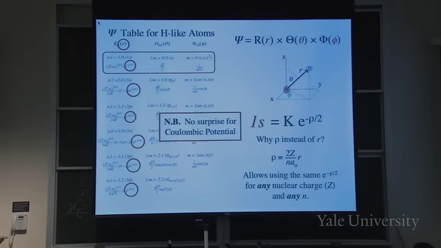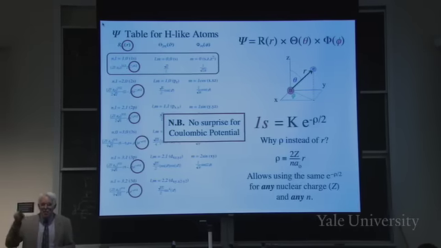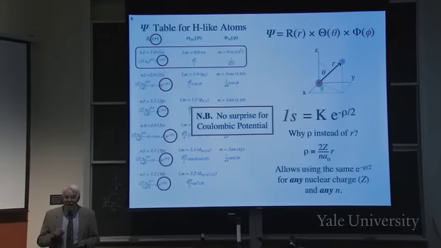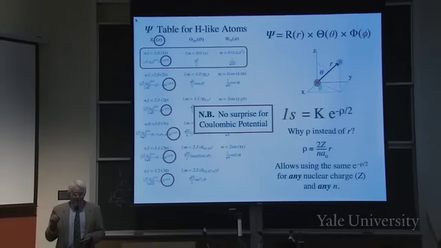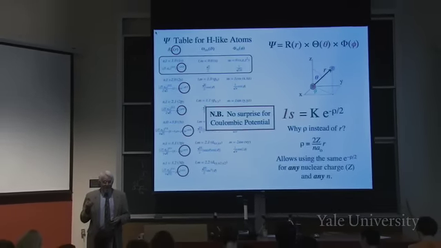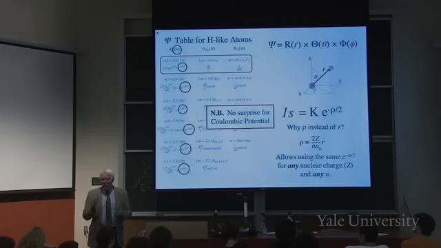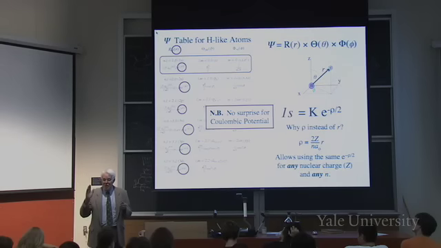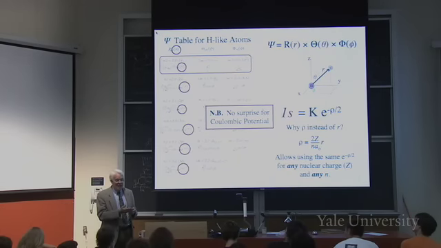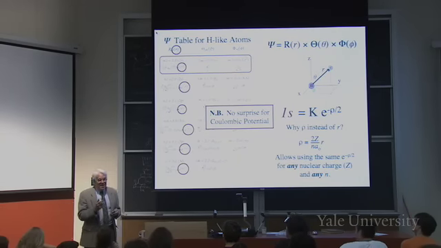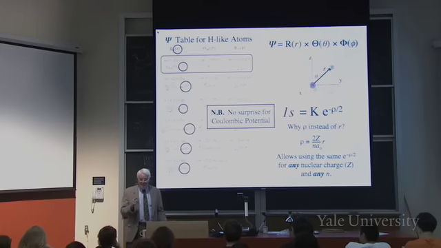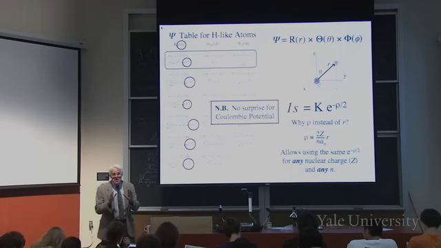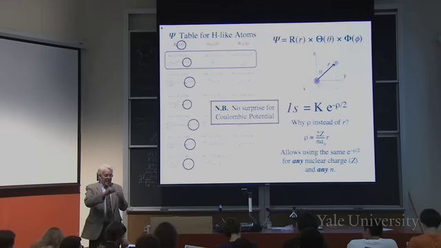Now, why does that make sense? Why is it no surprise that these things have e to the minus r? Have we ever seen that before? E to the minus x as a wave function? What does that mean when you have e to the minus r? That's a constant negative kinetic energy, which is going to be the situation for any nucleus and an electron.